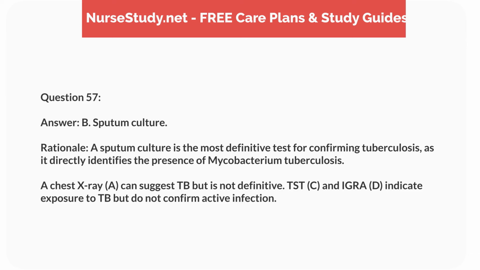Rationale: A sputum culture is the most definitive test for confirming tuberculosis, as it directly identifies the presence of Mycobacterium tuberculosis. A chest X-ray, A, can suggest TB but is not definitive. TST, C, and IGRA, D, indicate exposure to TB but do not confirm active infection.